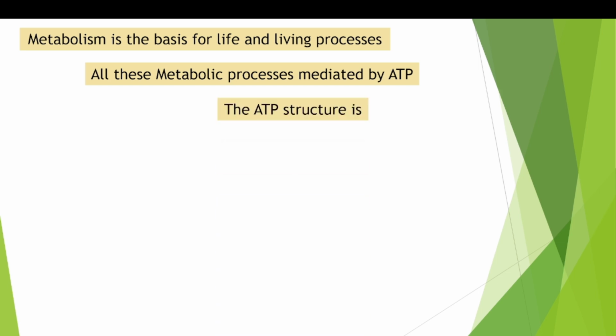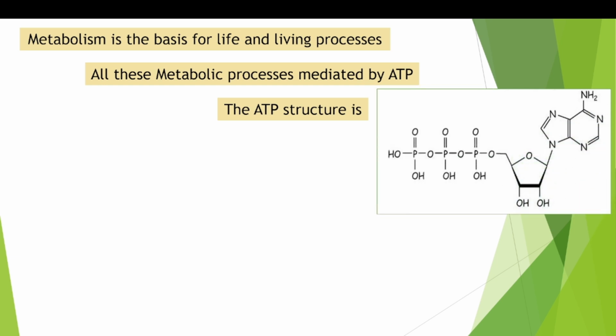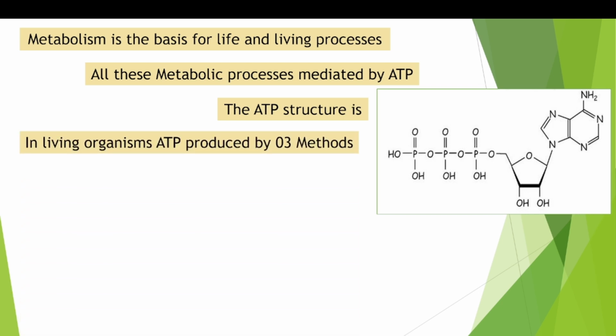If you take the structure of ATP, it contains three components. One is a nitrogen base, that is adenine. The second one is a sugar, a pentose sugar, ribose. And the third component is phosphates. It contains one adenine, one pentose sugar, ribose, and three phosphates. That's why it is called adenosine triphosphate. In living organisms, this ATP is produced by three methods.